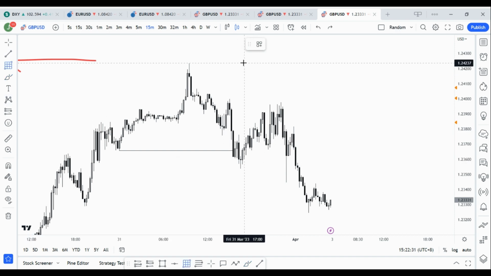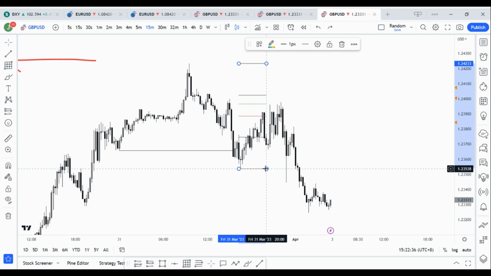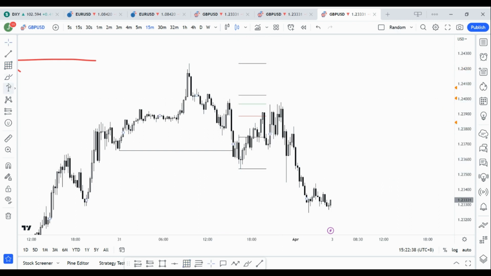So I also pulled my Gann box out, and I saw that this level lined up with my green line.